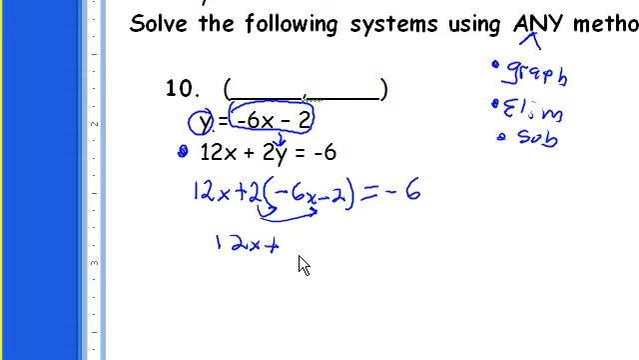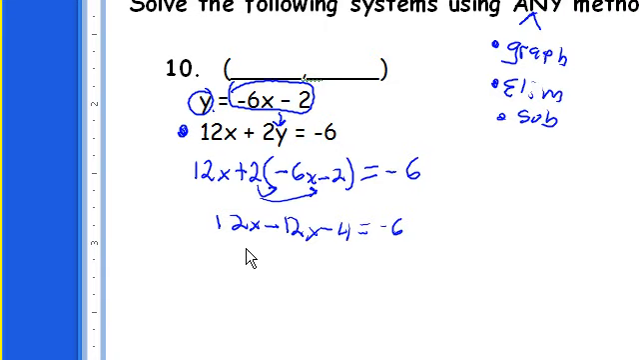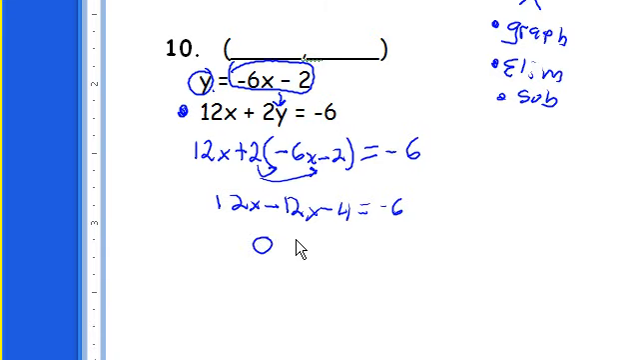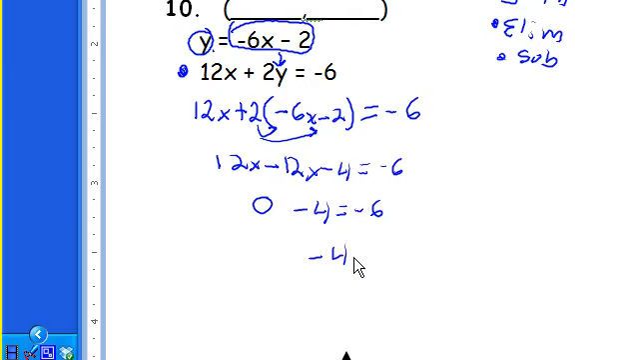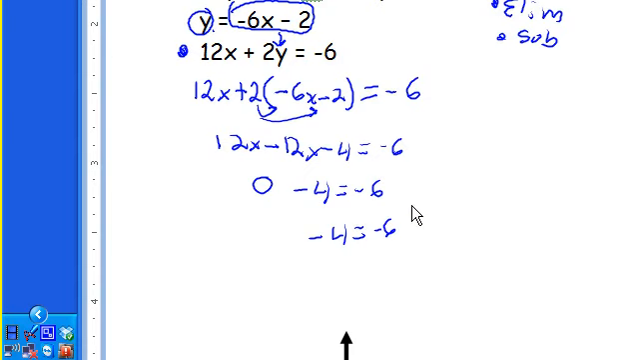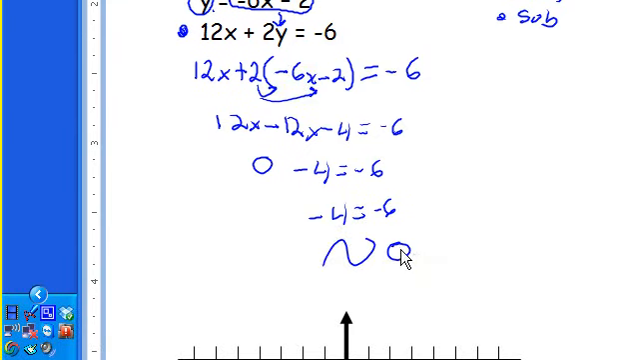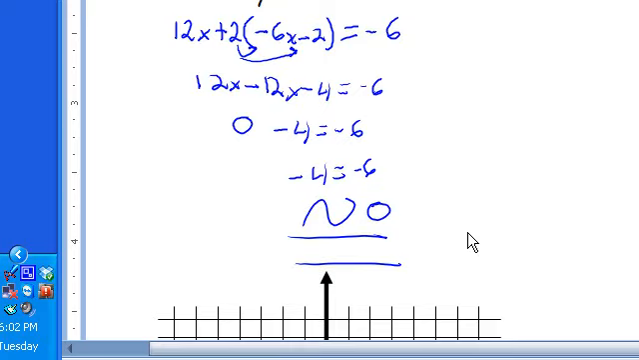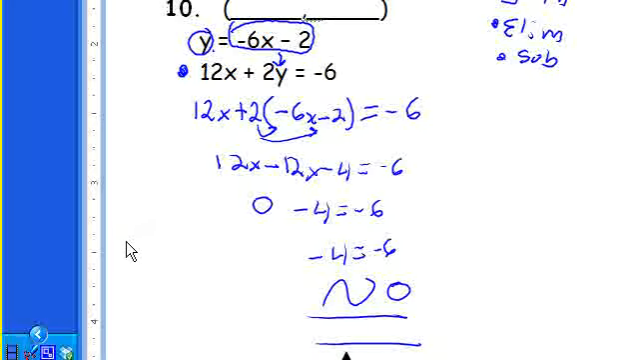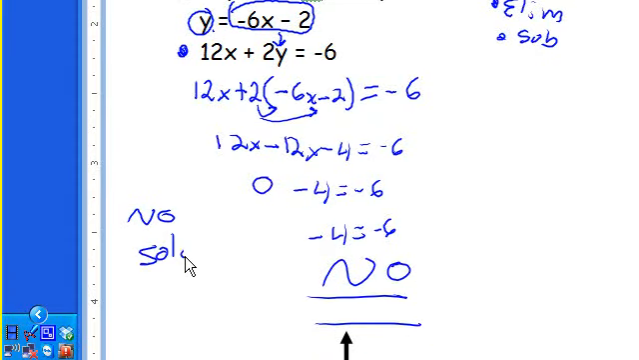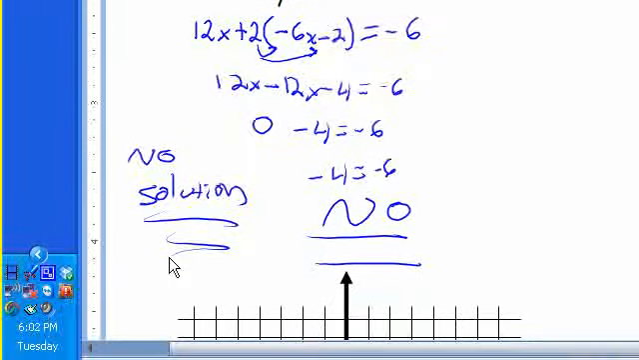Let's make a quick little distribution down here and rewrite our expression. 12x minus 2 times negative 6x is negative 12x. 2 times negative 2 is negative 4, equals negative 6. 12x minus 12x is 0, minus 4 equals negative 6. Finally, that leaves us with negative 4 equals negative 6. Does negative 4 equal negative 6? No. So, guess what you can say? There is no solution.